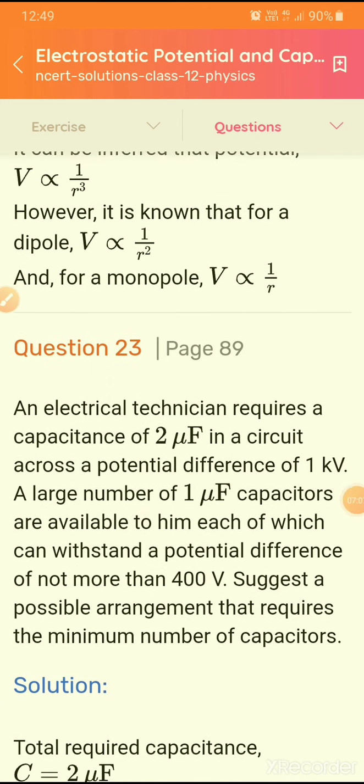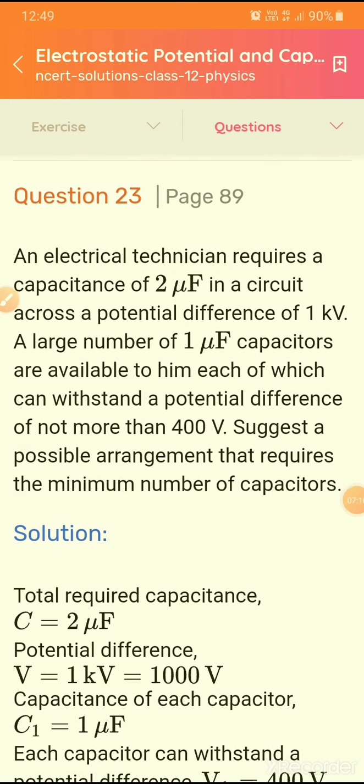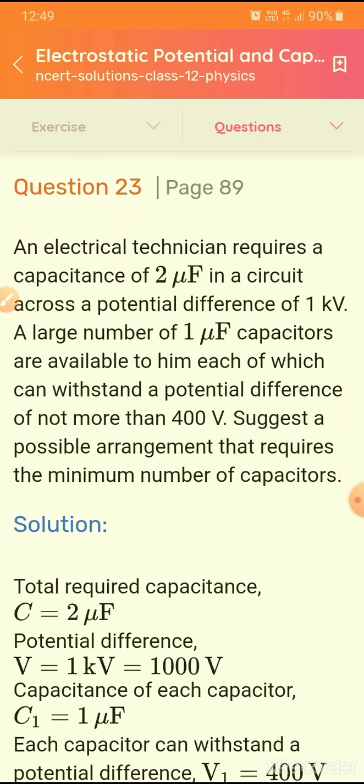So if we go for the next sum, question number 23. An electrical technician requires a capacitance of 2 microfarad in a circuit across a potential difference of 1 kilovolt. A large number of 1 microfarad capacitors are available to him, each of which can withstand a potential difference of not more than 400 volts. Suggest a possible arrangement that requires the minimum number of capacitors.